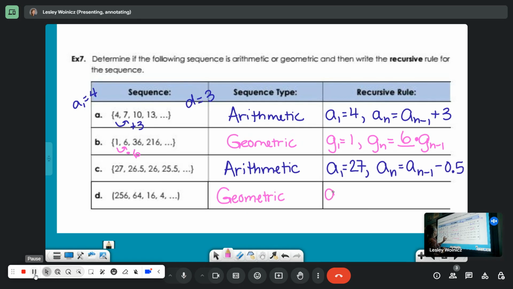All right, and G sub 1 is, you guys can help me if you want. What's G sub 1? 256. And then G sub n equals, what's the common ratio? 1/4, very good. Times G sub n minus 1. We picked 1/4 because we saw that it was dividing by 4, but that we had to turn it into multiplication, which is multiplying by its reciprocal, 1/4.